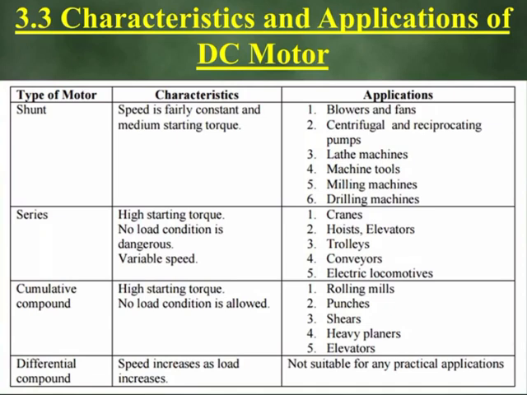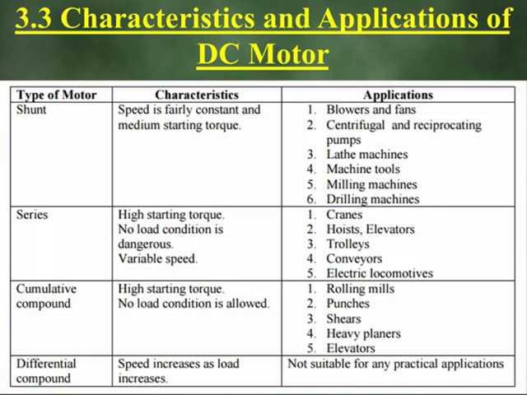So the next topic will be characteristics and the application of a DC motor. If I consider the different types of DC motors, there are the shunt type, series type, cumulative compound and differential compound. For the shunt type of motor, the main characteristic is that the speed is fairly constant and it has a medium starting torque. It is used in blowers, fans, centrifugal pumps, lathe machines and drilling machines. In all these places, shunt DC motors will be used.